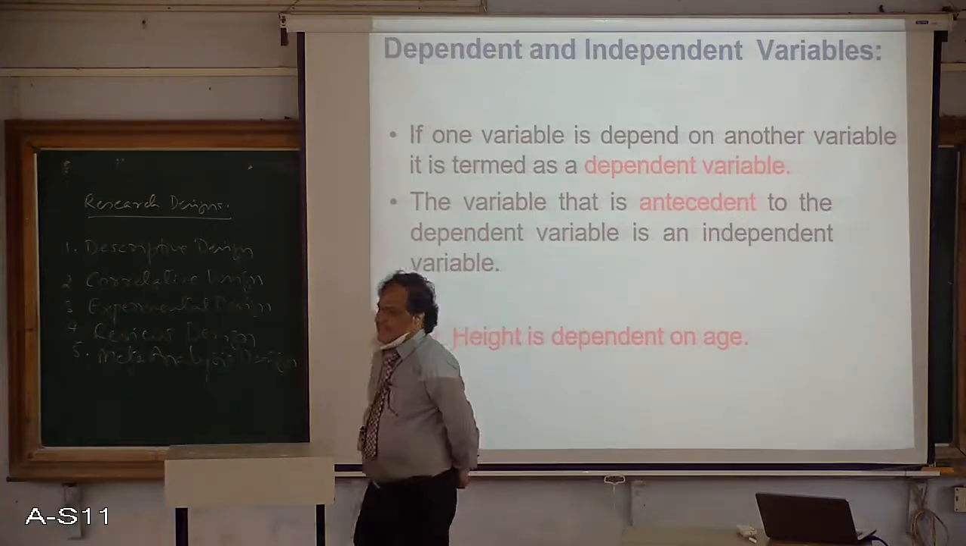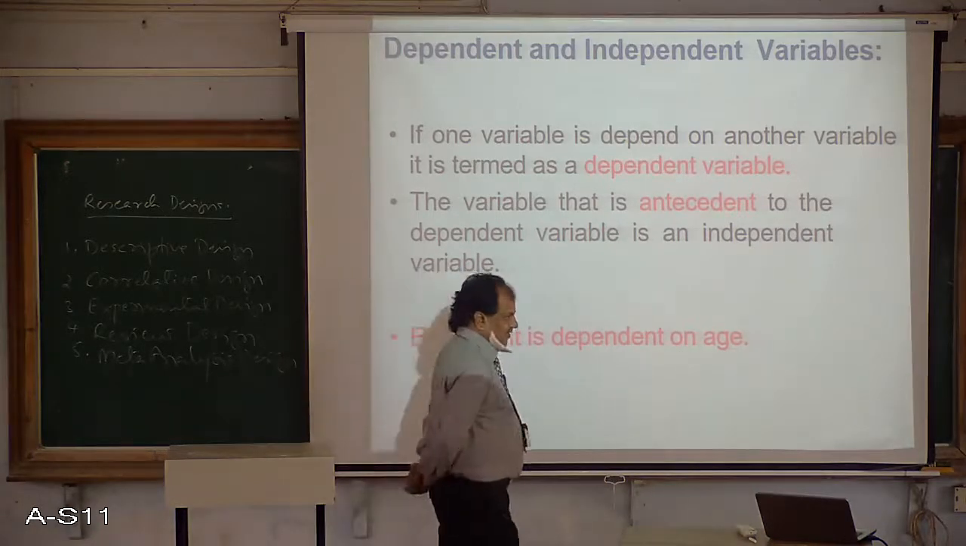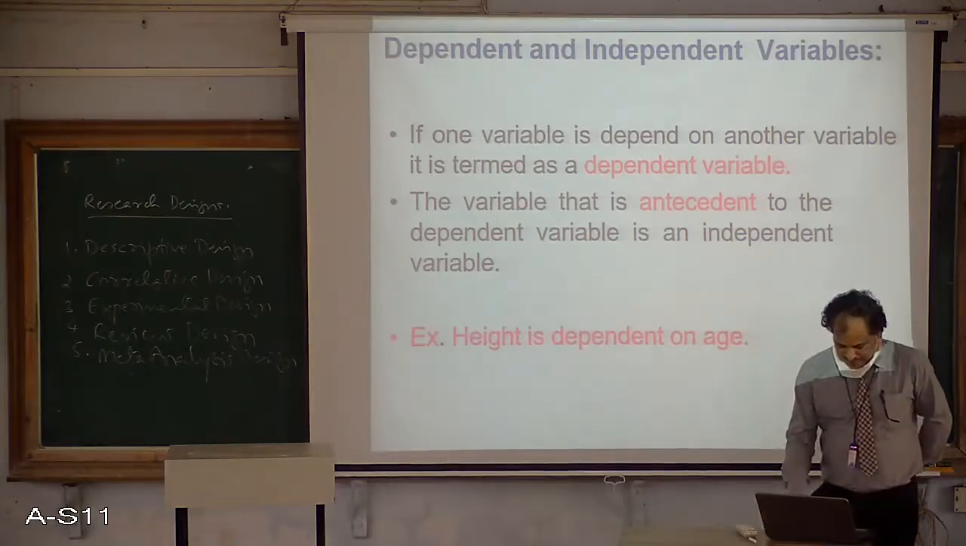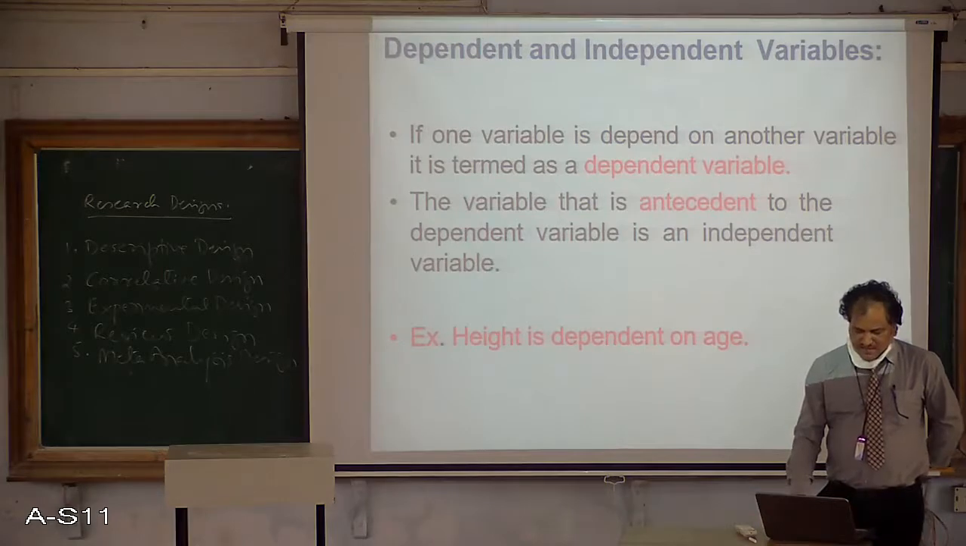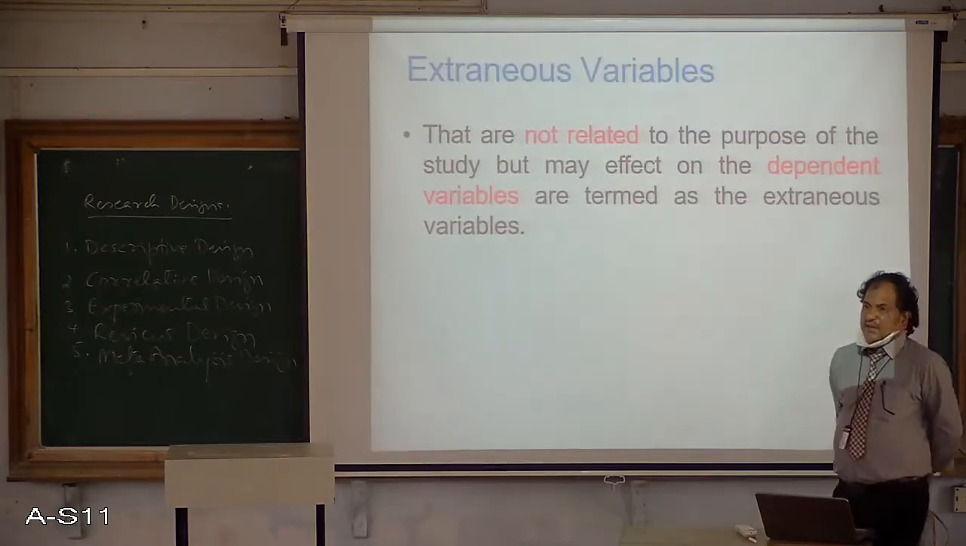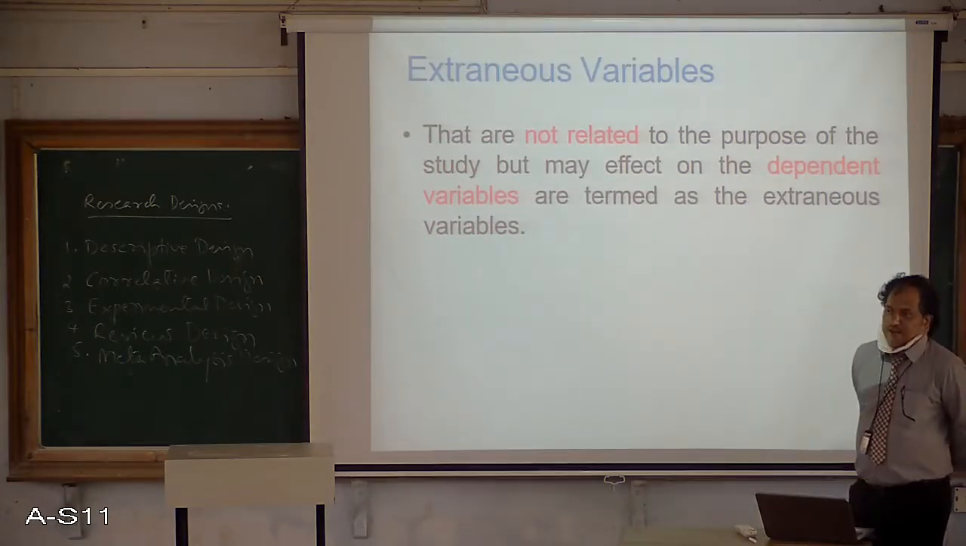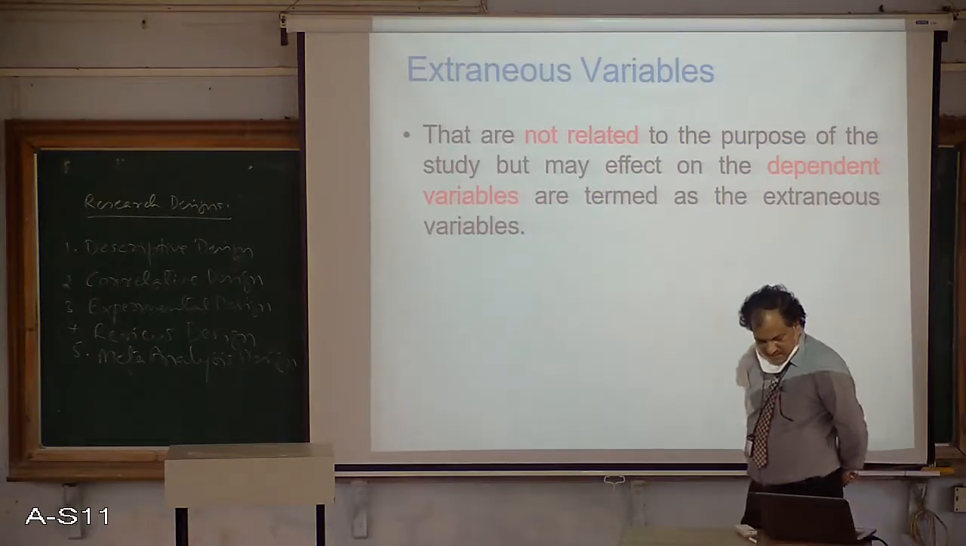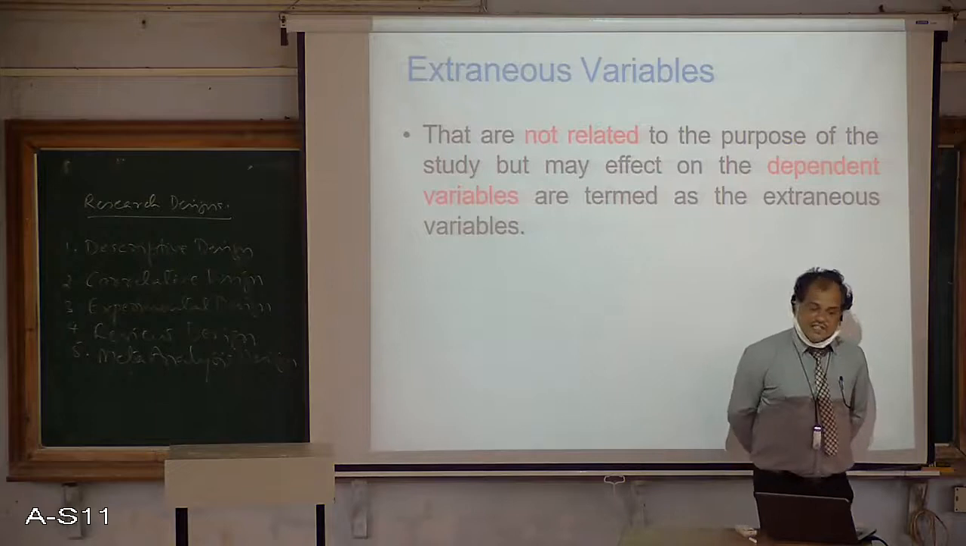Height and age, if you take, both are dependent on each other. So like that, for any study, there will be different types of variables available. The next one is extraneous variables. This is a very, very important variable in the research design.